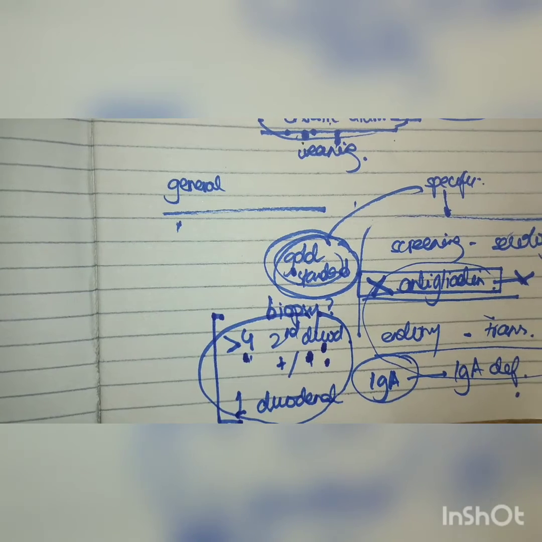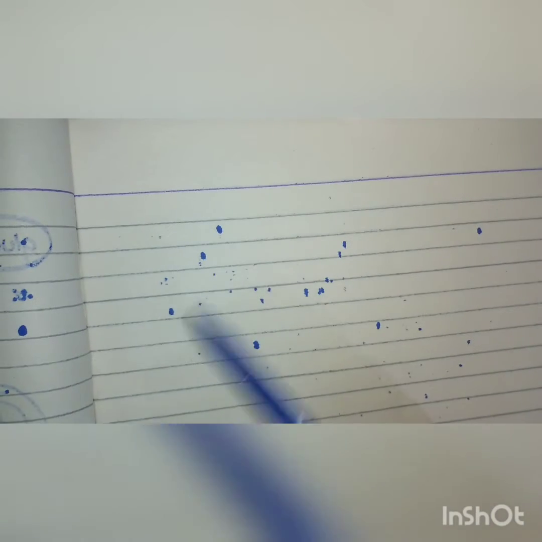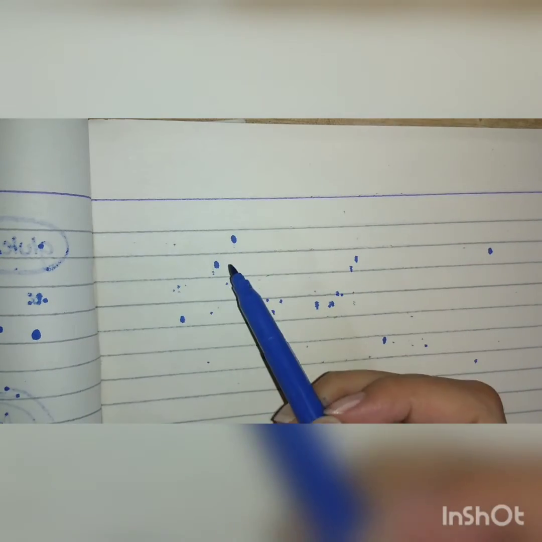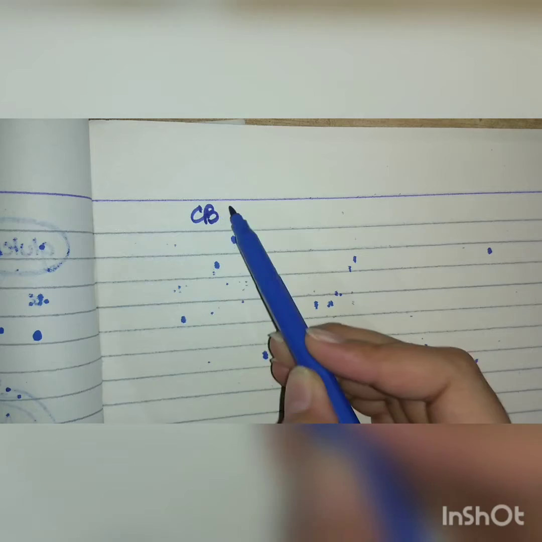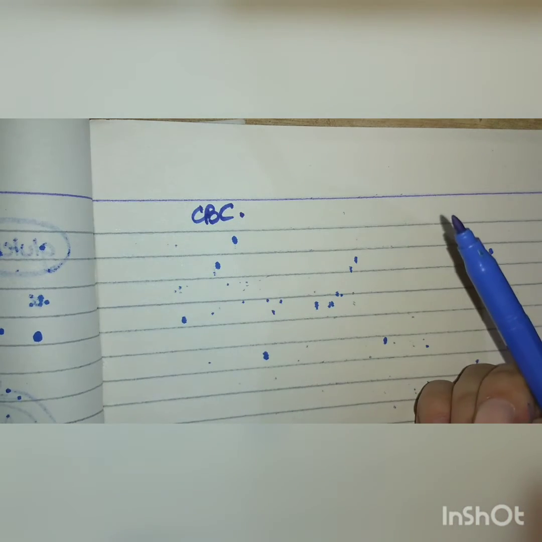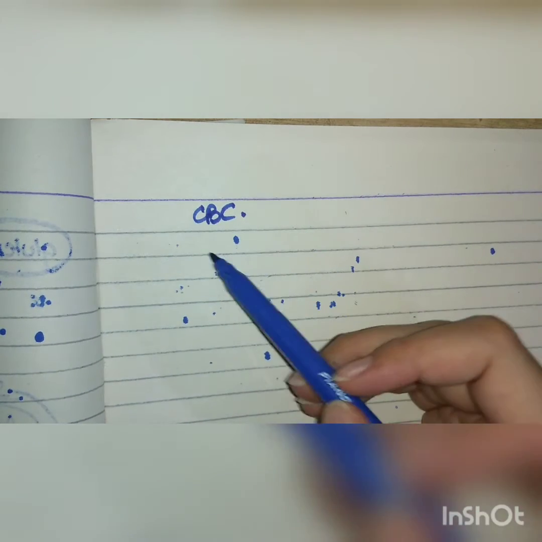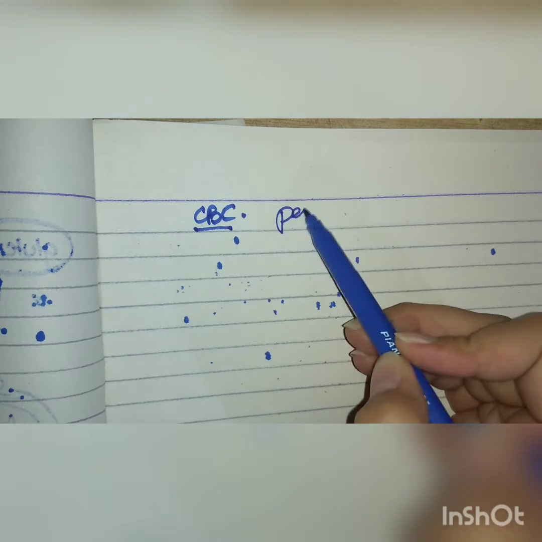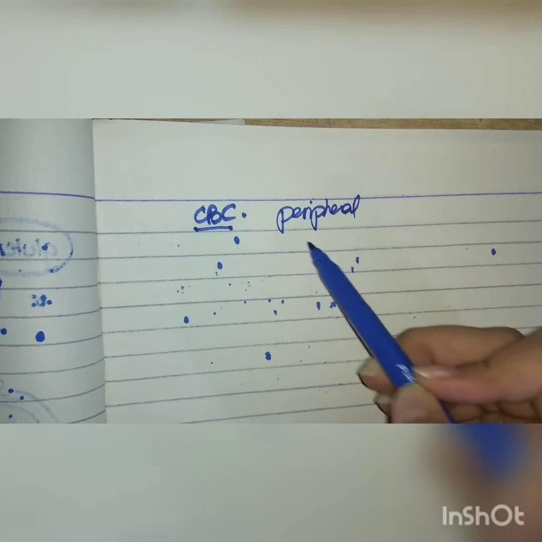This is it. Now let's move on to the general investigations. Okay, a lot of spots on the paper. So the general investigations are very simple in medicine. We know that we are going to go with the basic one, a CBC, and with our complete blood picture, I'll also do a peripheral smear. What are you going to find?